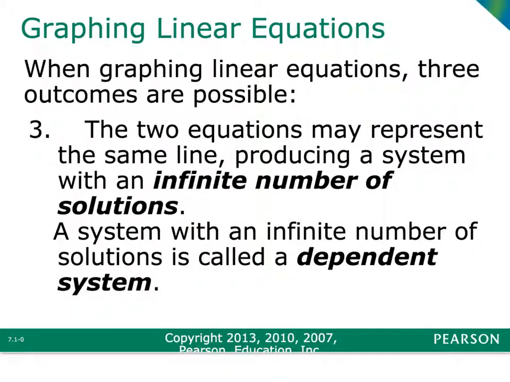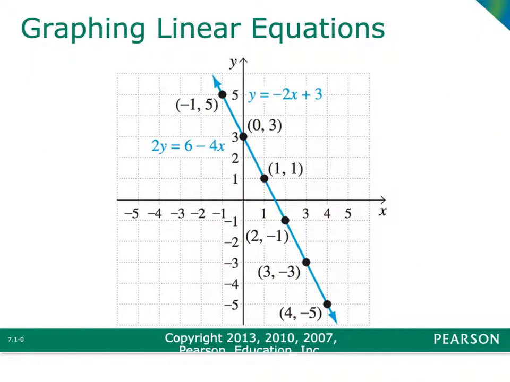The last thing that can happen is you can have an infinite number of solutions. This is going to happen when they've given you the same line twice. This is called a dependent system. When you go to graph it, it's going to look like just one line on your graph, and that's because the two equations were the exact same equation. So technically, there are infinite solutions. Any point that lands on the line is going to be considered a solution.